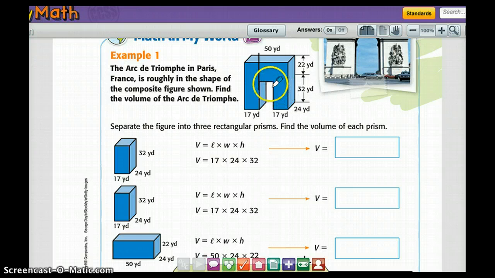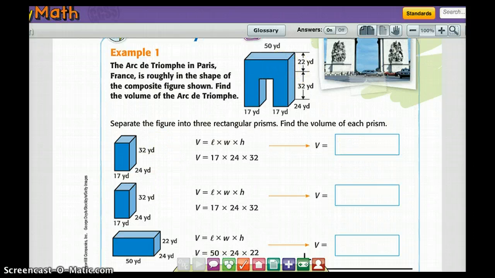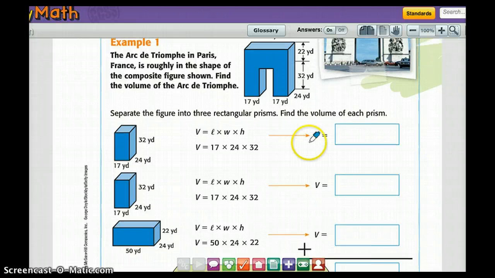I would take this rectangle here. Actually, we're going to do it like this. We'll split it like that, and then we'll have these 2 rectangles and this one on top. So if you look down here, now we've split them up and we can kind of find the volume that way. So for this bottom part, we know that the length would be 17 yards.